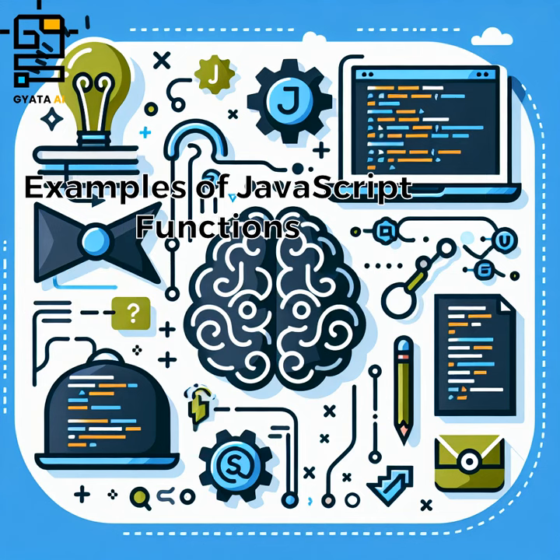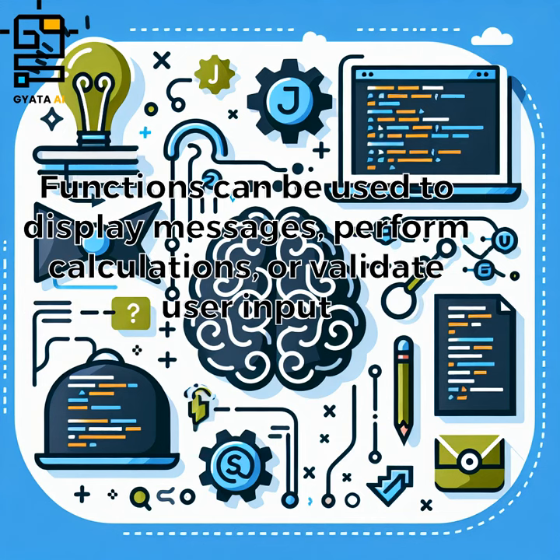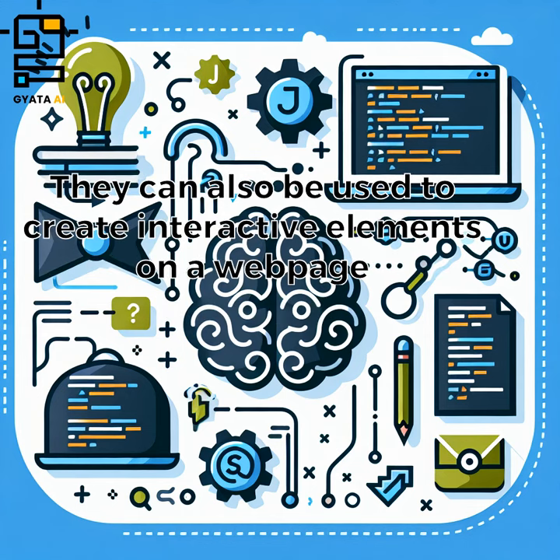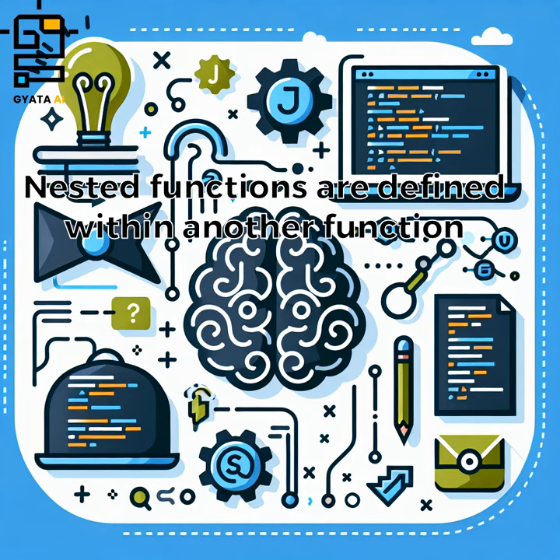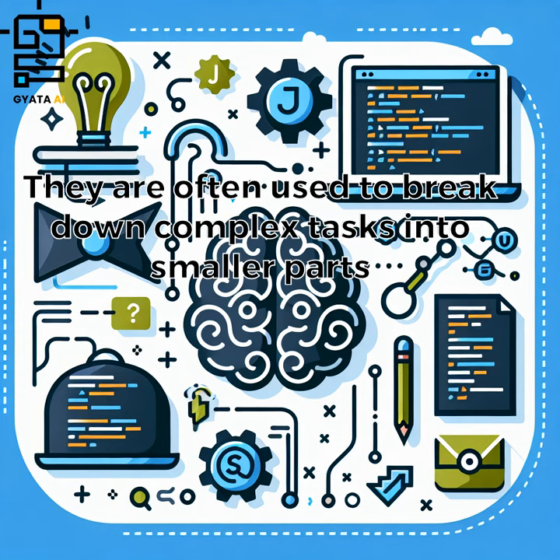Examples of JavaScript functions. Functions can be used to display messages, perform calculations, or validate user input. They can also be used to create interactive elements on a web page. Nested functions in JavaScript. Nested functions are defined within another function. They are often used to break down complex tasks into smaller parts.